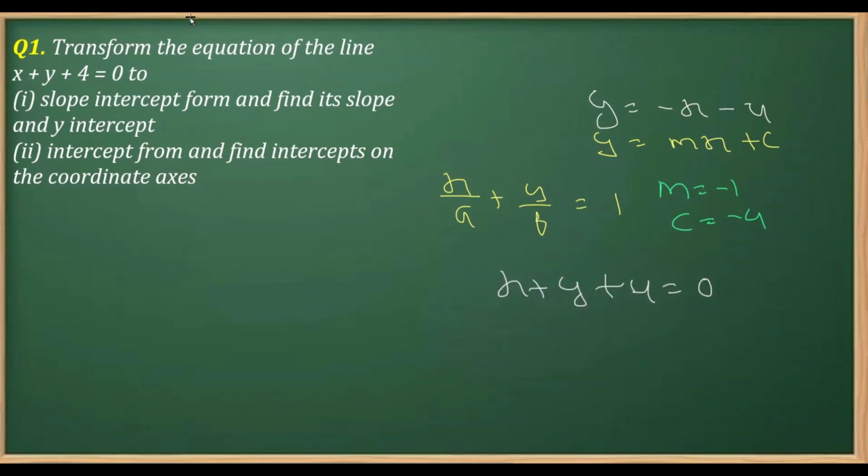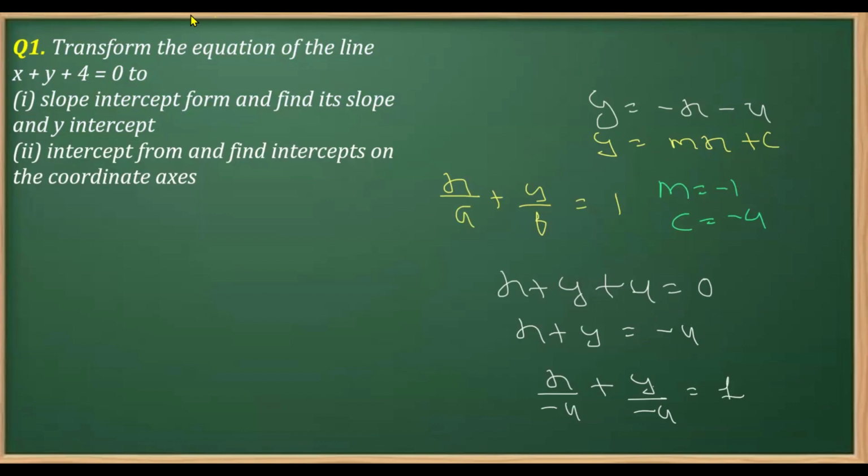So first thing that we will do is to write 4 on the other side. So it is x plus y is equal to minus 4. Now we'll make minus 4 as 1, so as to write this in this form. So dividing both sides by minus 4, it's going to be x over minus 4 plus y over minus 4 is equal to, dividing this by minus 4, 1, not minus 1.